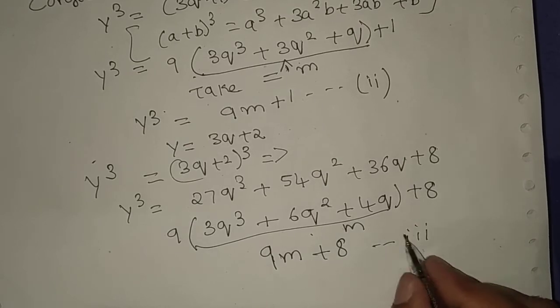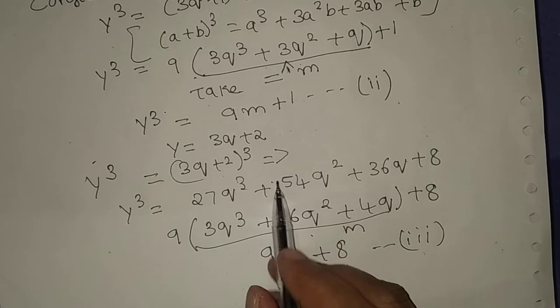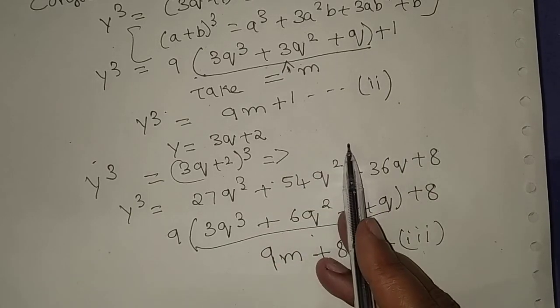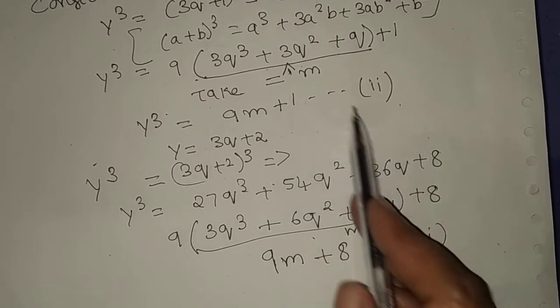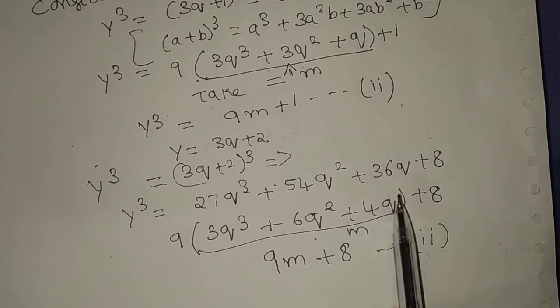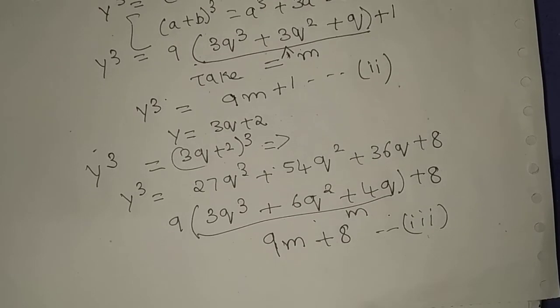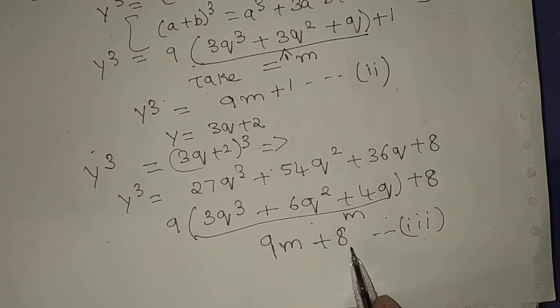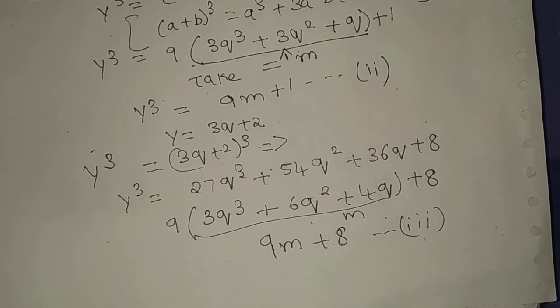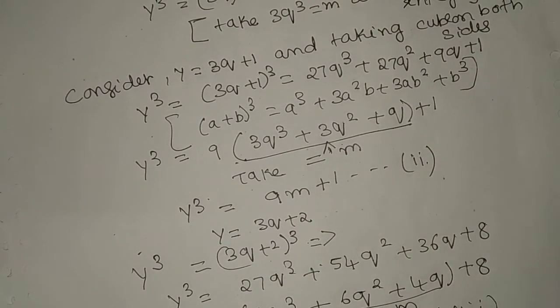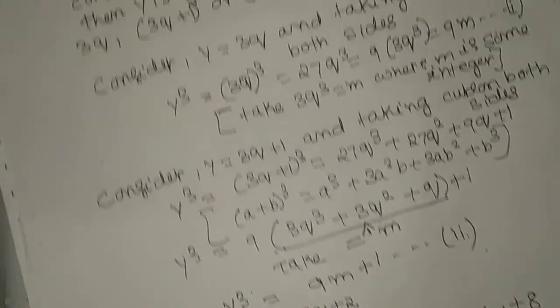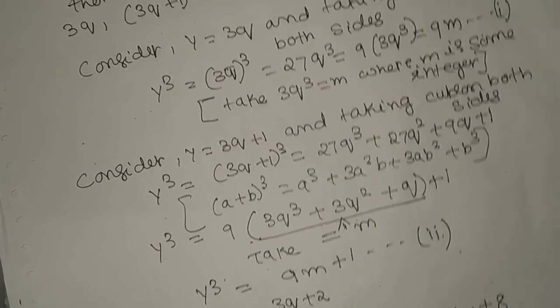Repeat all the procedure, but I have written it in short form because the previous problem is also the same procedure, but that was square, here it is cube. Write down every step, but I have skipped some steps, which is understood. So next one is 9m plus 8. So now this is the end of the problem. We compare equations 1, 2, 3, and you can write the last statement considering equations 1, 2, 3.